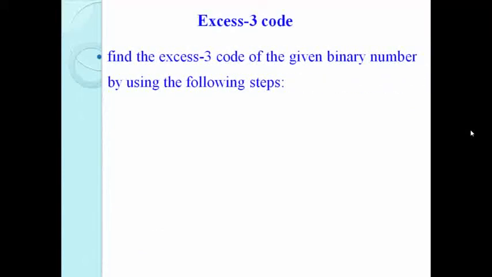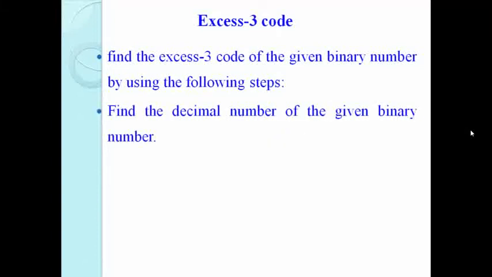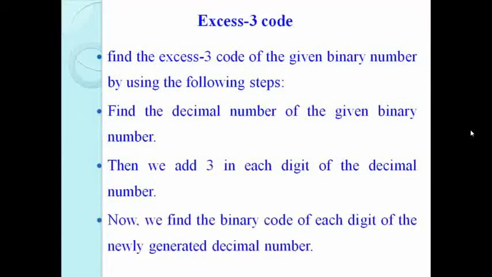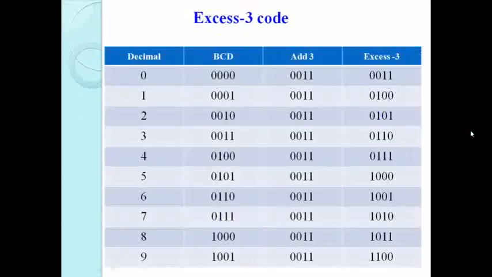Find the excess 3 code of a given binary number by using the following steps. Find the decimal number of a given binary number. First you convert binary to decimal. Then add 3 to each digit in the decimal number. Now find the binary code of each digit of the newly generated decimal number. See here the table of BCD. After adding 3, we get an excess 3 number.